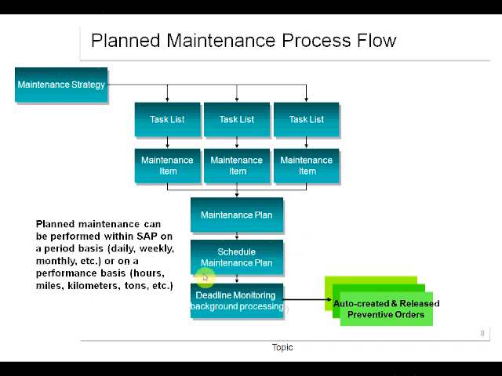Once I have done the scheduling, I have to do deadline monitoring. What is deadline monitoring? Deadline monitoring is nothing but like an alarm or a reminder. So I need not go and check every day if I have to do some maintenance order today. If I put it in deadline monitoring, what happens is it automatically, like an alarm, triggers the preventive maintenance orders based on my schedule, so that I need not go and check.